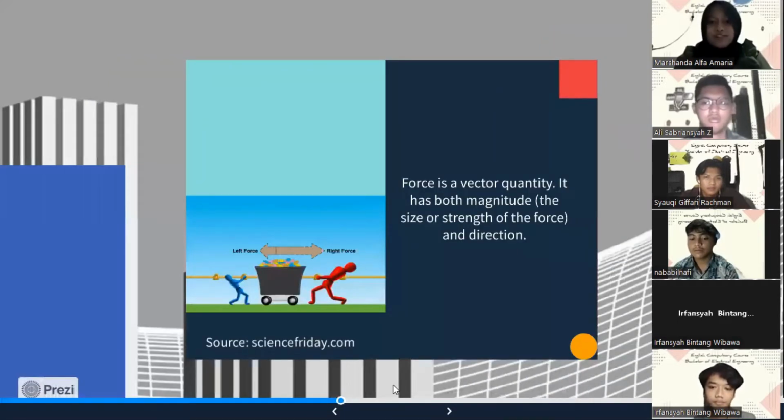Force. What is force? This means that force is a vector quantity that has both a value and a direction. Force causes an object to undergo certain changes. For example, changes in speed, changes in direction, changes in the motion of an object, changes in the form of an object, and so on and so forth.